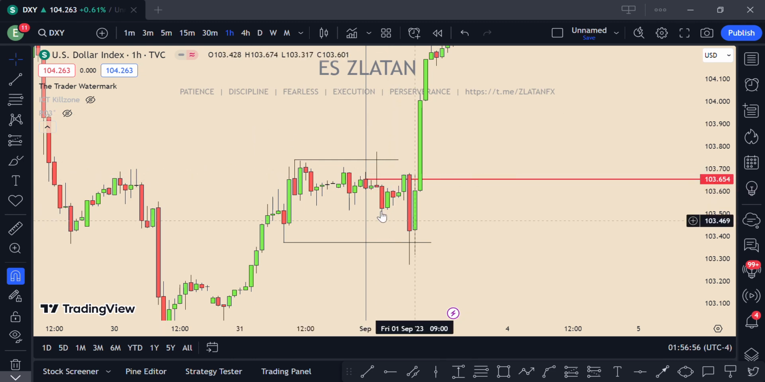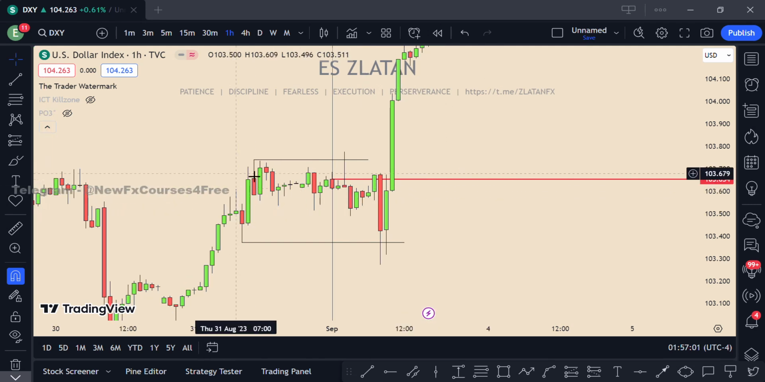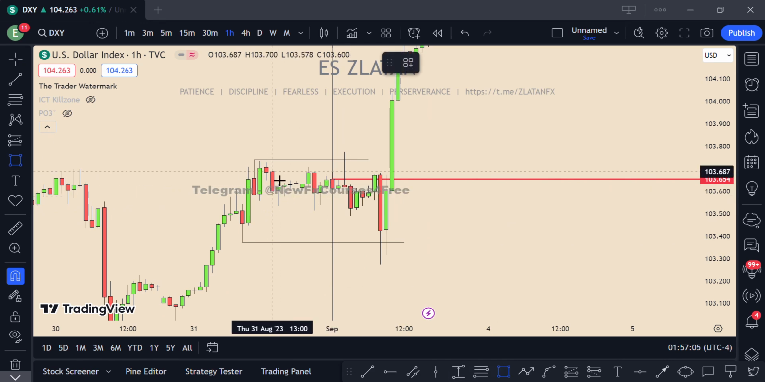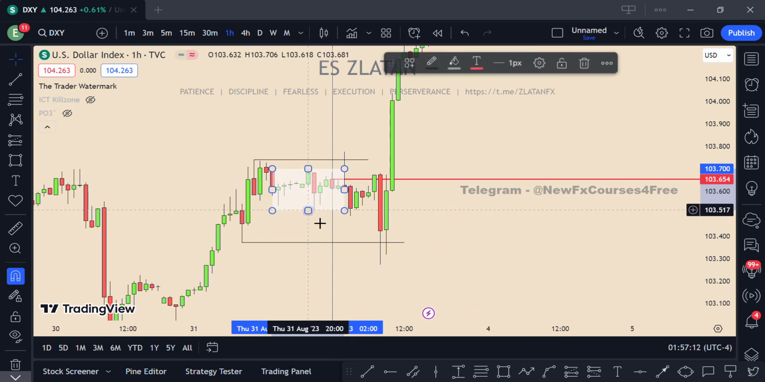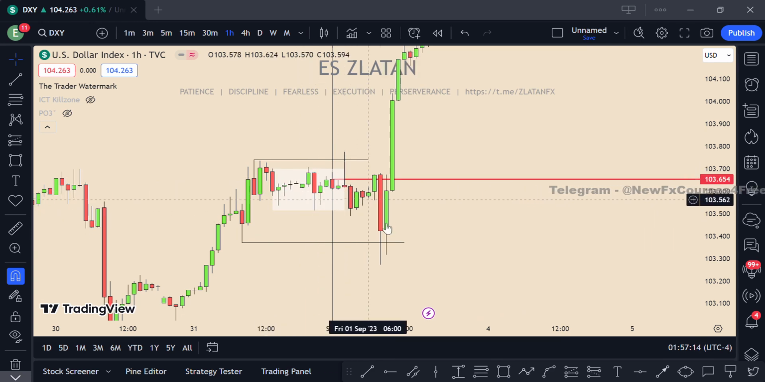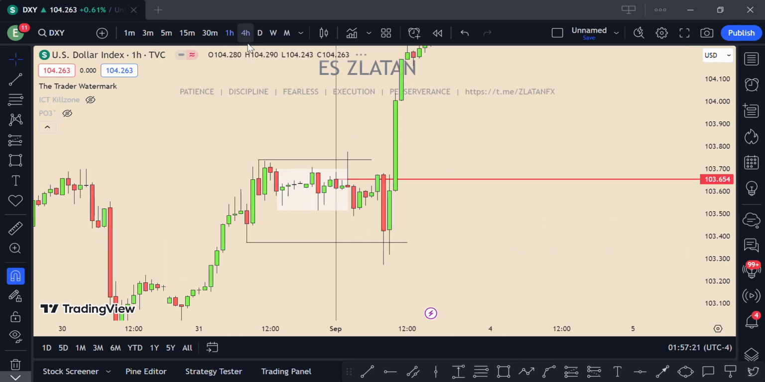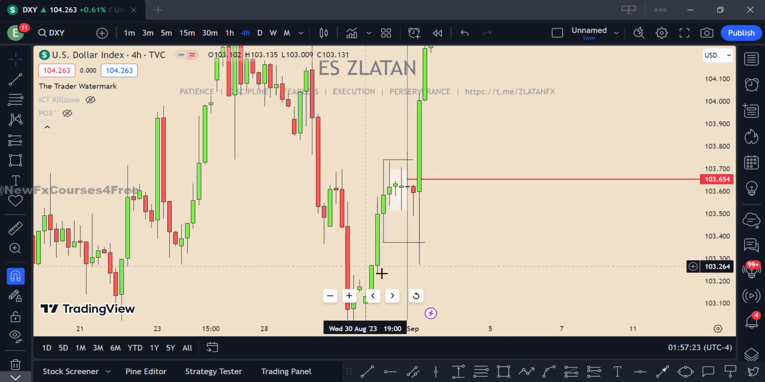But then the idea is still accumulation, manipulation, and distribution. So this was the range, and this is also a tiny range inside of it. This whole thing right here is a range. Okay, then you have a manipulation away from that range, and then we close back into the range, right? So what's this? A fair value gap. You write that down.